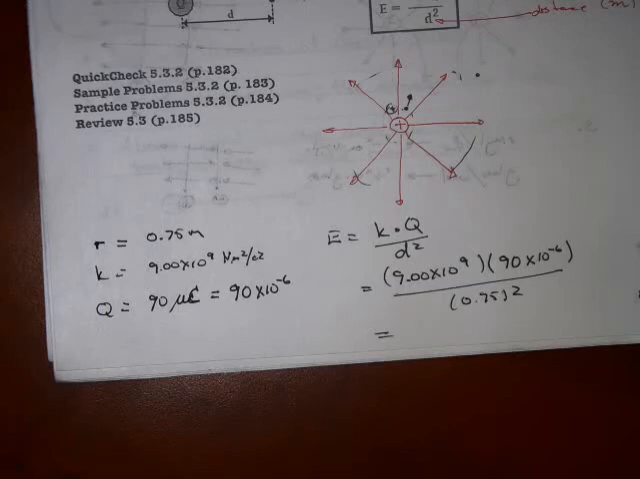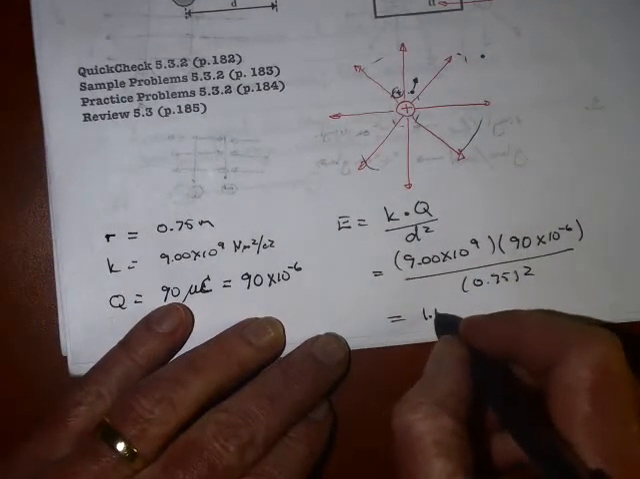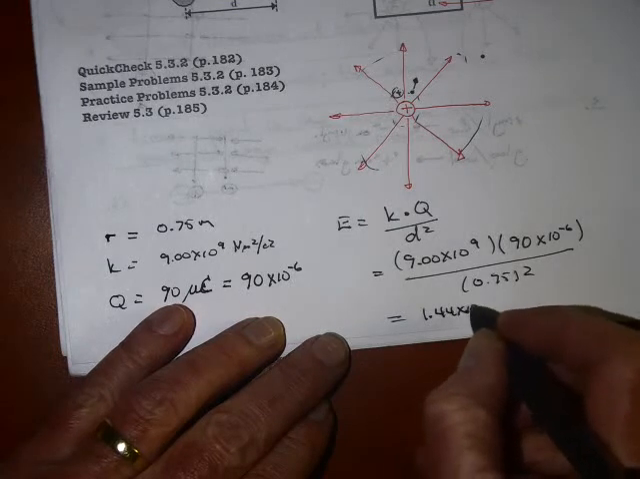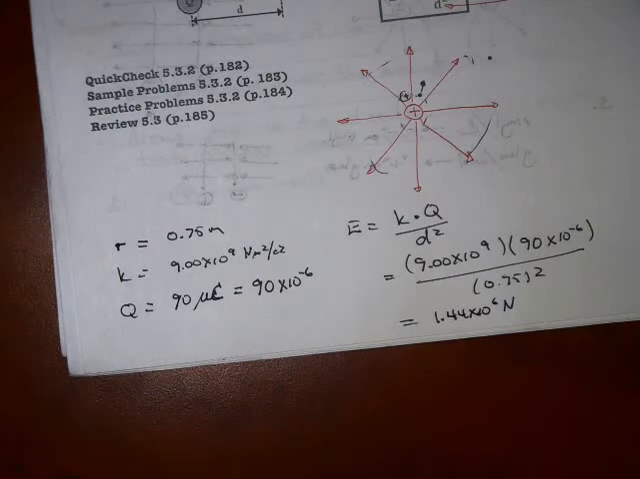Okay? Quick check. Oh, it comes out to, I've got it done here on another paper, 1.44 times 10 to the 6 newtons. Wow, that's a lot of newtons. Okay. The other two are just the same kind of thing. They're all plug and play. They give you different values, and you just solve for the unknown. So that's pretty straightforward. Okay.